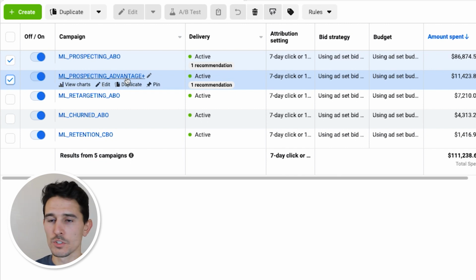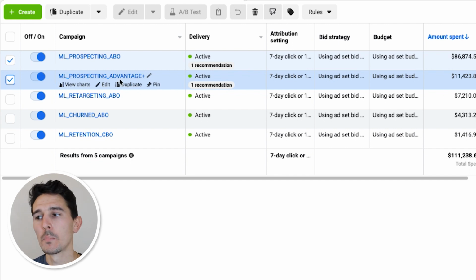The second campaign we have here is our Advantage Plus campaign. This is Facebook's newest and shiniest tool. We don't have ad sets. We don't have any targeting. Everything is broad. We take away a lot of our power here, but there's some advantages here, and that's why we like to continue to run it.